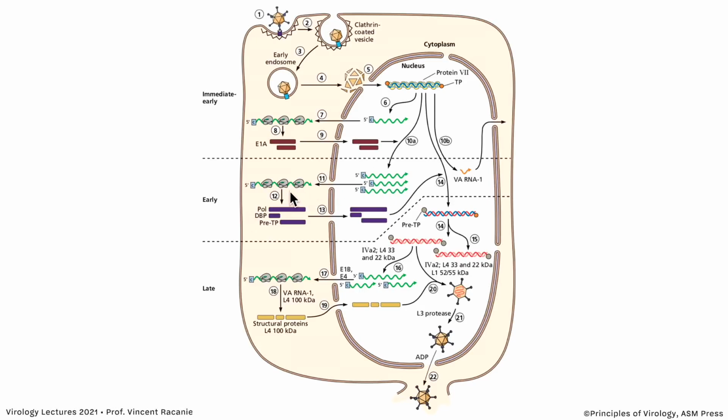They go out into the cytosol. They make polymerase components, polymerase DNA binding protein. They go back in the nucleus. They reproduce the viral genome, right? Make more of it. And that reproduction activates the late promoters.